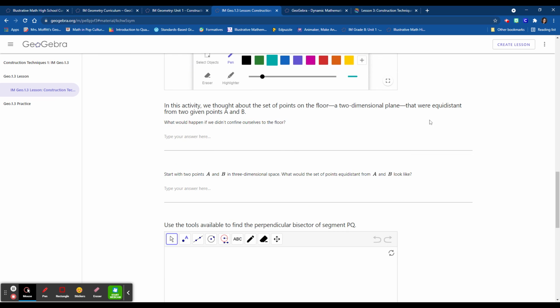Okay, let's see. We actually skipped over this part in class, so you can just skip these two. What would happen if we didn't confine ourselves to the floor? That's just asking us to think about a three-dimensional space. And then what would the set of points that were equidistant from two different points look like?